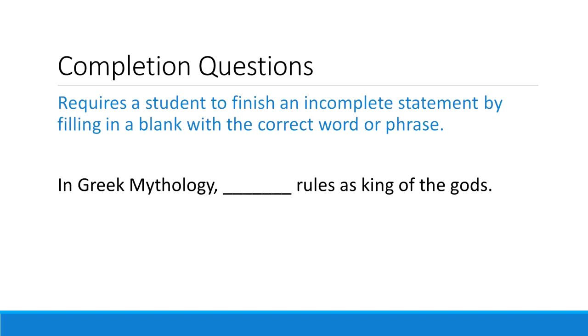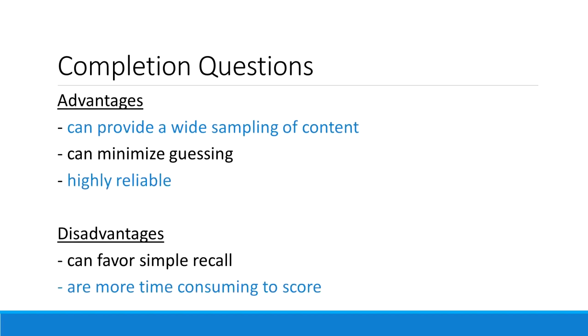Completion questions require them to fill in the blank, such as, in Greek mythology, blank rules as king of the gods. Advantages, again, a wide variety of content. It minimizes guessing, and it is highly reliable. Disadvantages, it's still pretty much a recall question. You either remember it or you don't, and they can be a little bit more time consuming to score.